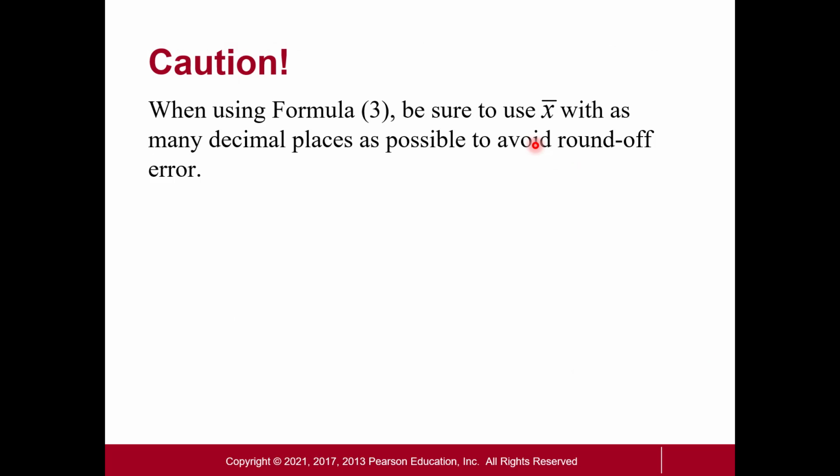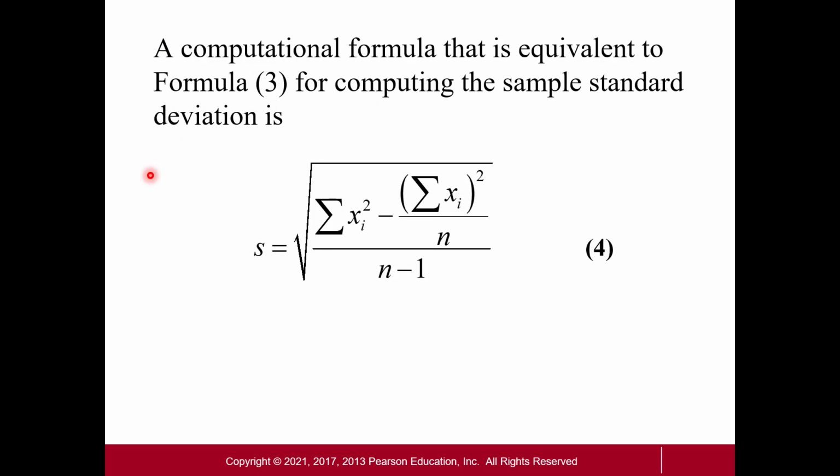Okay, so just a caution real quick, be sure to use X bar with as many decimal places as possible to avoid rounding errors. So if you're calculating and you're inputting what X bar equals by hand, by typing it, instead of using an exact value, then you want to make sure you use as many decimals as possible. So the computational formula for our sample standard deviation is very similar to our other one. It's just the same thing, but we're dividing by n minus 1 for our sample size.